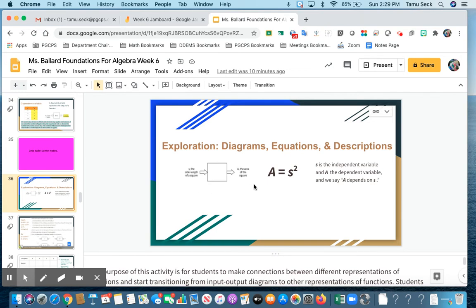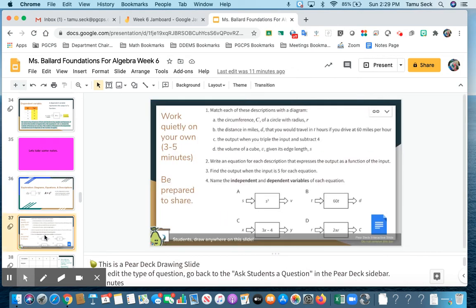S is if we have the area of a square, okay? The side of the square is S. S is the independent variable, and A, which represents area, is the dependent variable. We say A depends on S. So I would like us to do this together. I'm going to read it to you, then I'm going to ask Miss Giles to pause the video for 5 minutes, and then we're going to go over the answers.